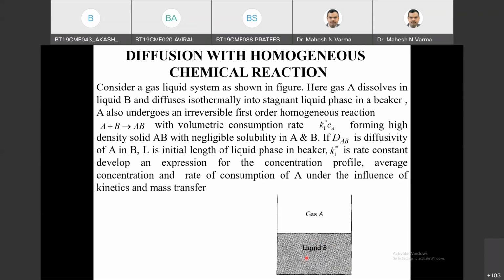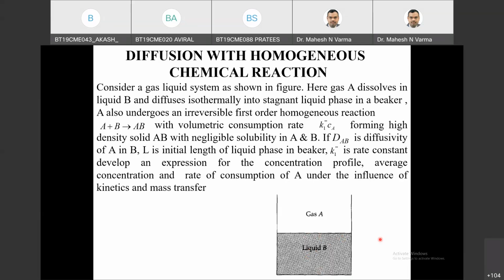So in the cylindrical coordinate system, what are the three directions? R, theta, and Z. So this will be R, this will be theta, top view will be theta, and this will be Z. So whether concentration will vary in R direction, theta direction, or Z direction? In Z direction only.